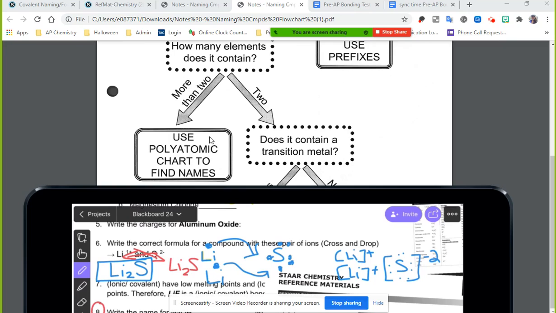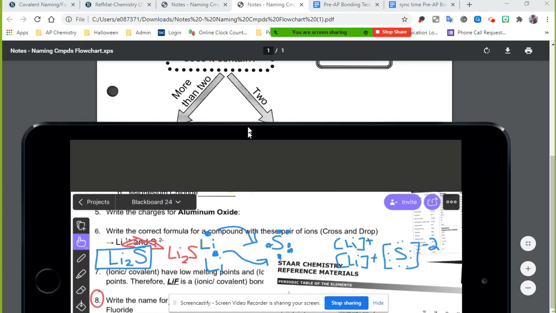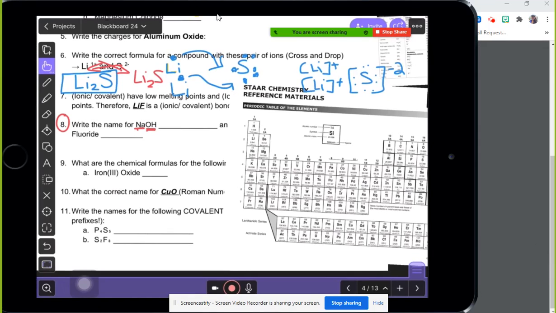Use your polyatomic chart to find the names. That tells you that you already know what Na is from your periodic table. So you already have Na, which is sodium. Now you got to go look up this one.